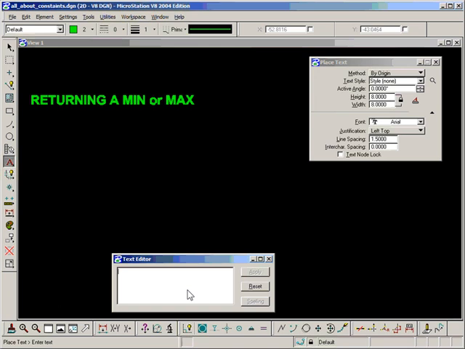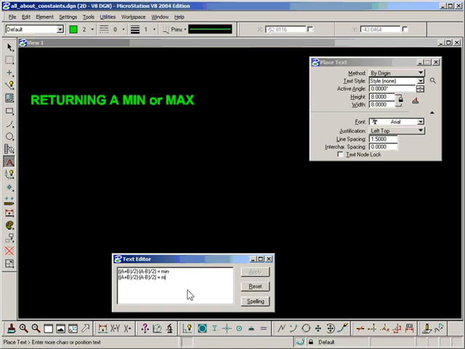To find the minimum of two values, we get the average of the two values. So let's say A plus B divided by 2. And then we subtract for the minimum the difference, half the difference between the two values. So A minus B divided by 2. That's equal to the min.